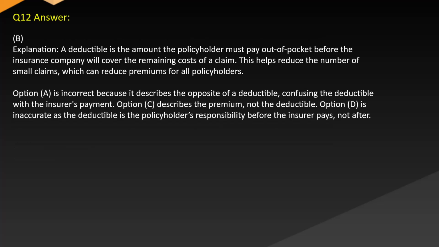Answer B. Explanation. A deductible is the amount the policyholder must pay out of pocket before the insurance company will cover the remaining costs of a claim. This helps reduce the number of small claims, which can reduce premiums for all policyholders. Option A is incorrect because it describes the opposite of a deductible, confusing the deductible with the insurer's payment. Option C describes the premium, not the deductible. Option D is inaccurate, as the deductible is the policyholder's responsibility before the insurer pays, not after.